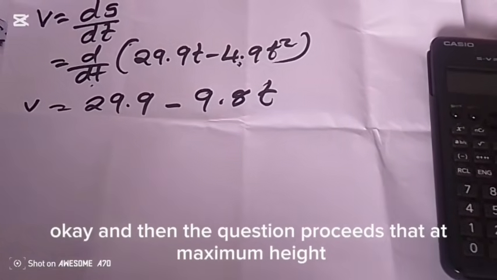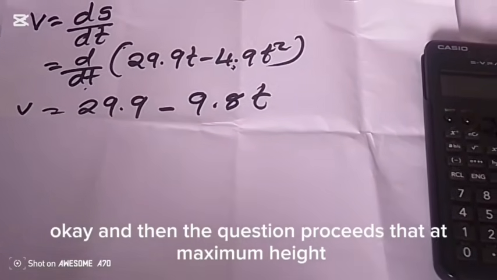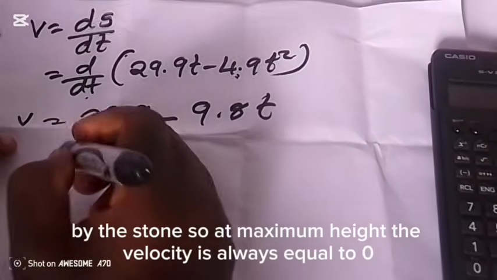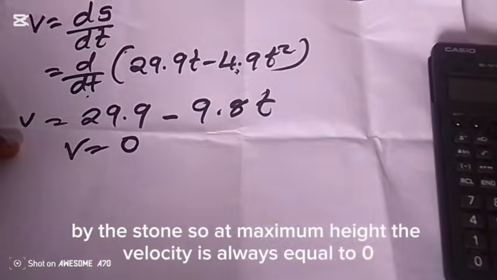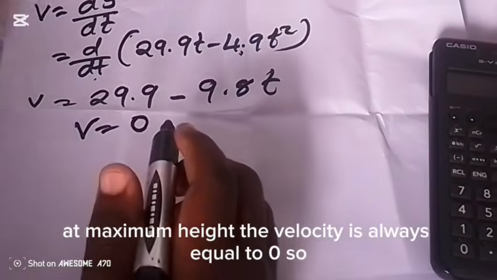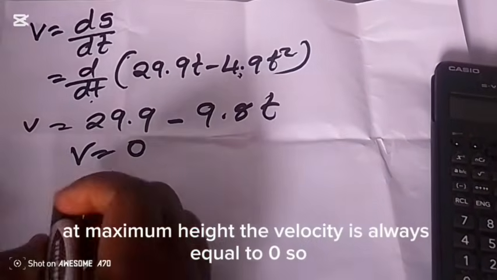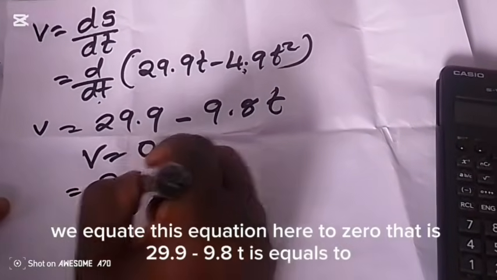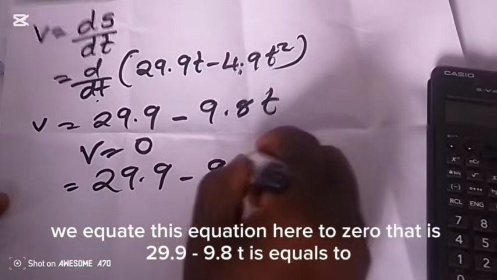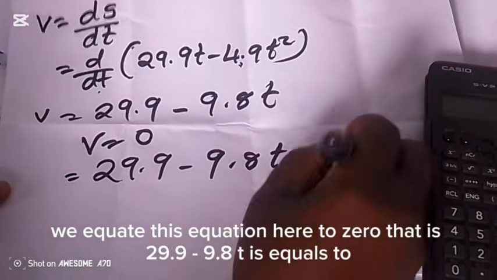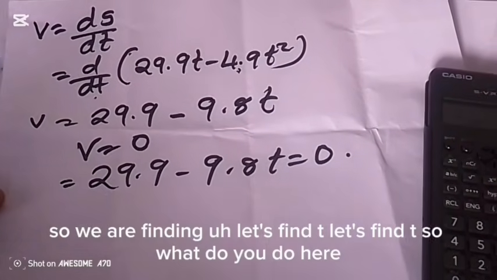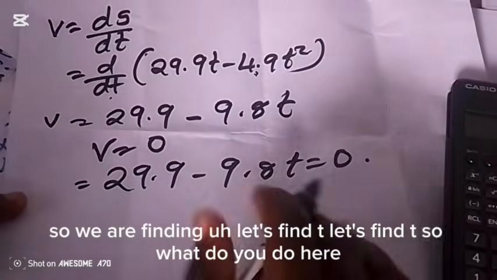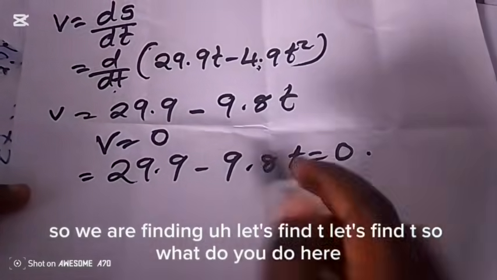The question proceeds: find the maximum height reached by the stone. At maximum height, the velocity is always equal to 0. So we equate this equation to 0, that is 29.9 minus 9.8t is equal to 0. Let's find t.